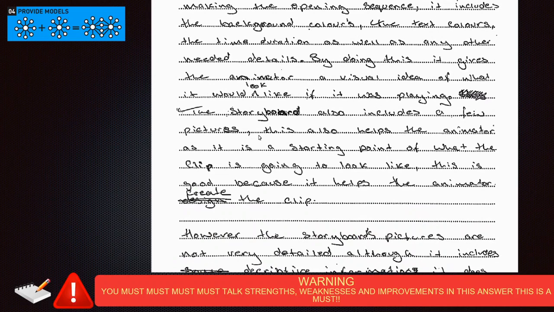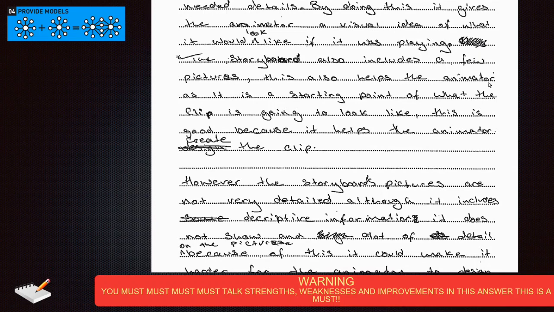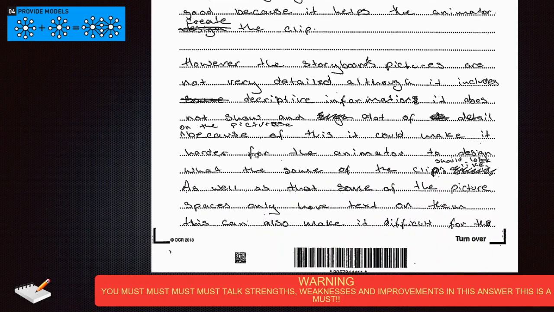The storyboard also includes a few pictures. This also helps the animator as it is a starting point of what the clip is going to look like. This is good because it helps the animator create the clip. However, the storyboard's pictures are not very detailed. Although it includes descriptive information, it does not show a lot of detail on the pictures.